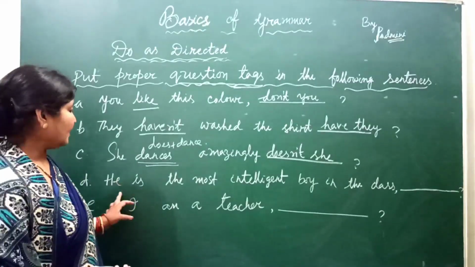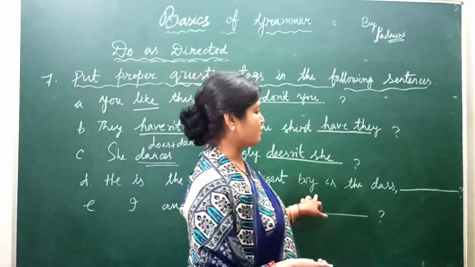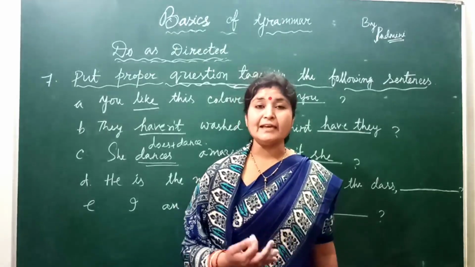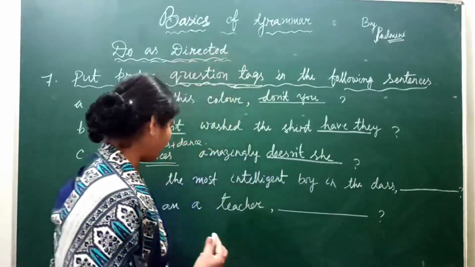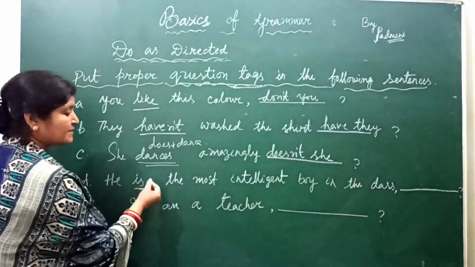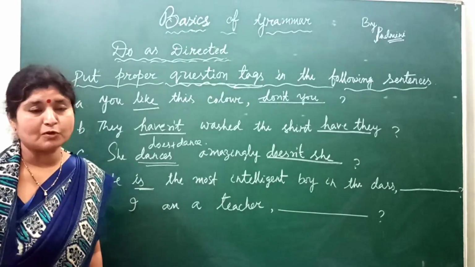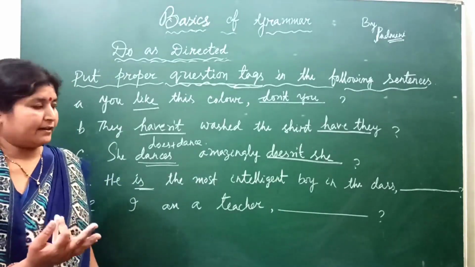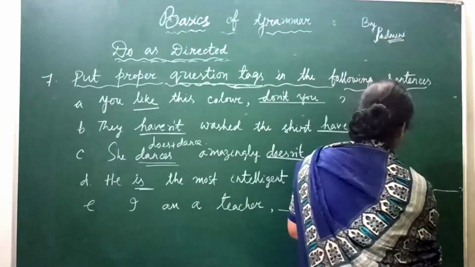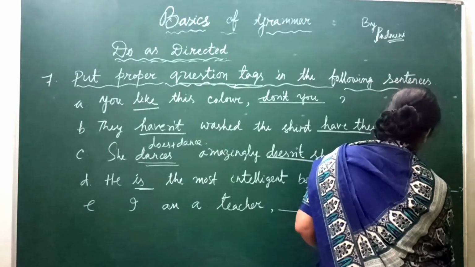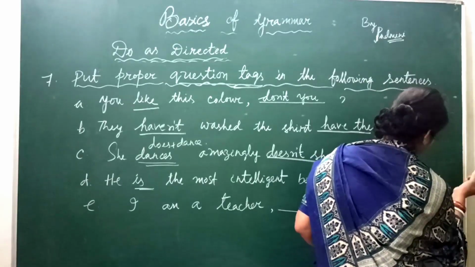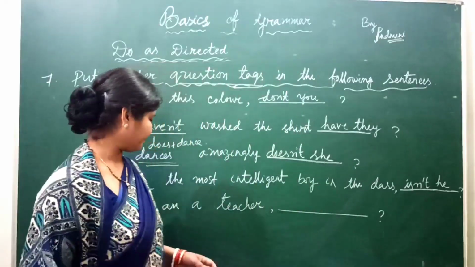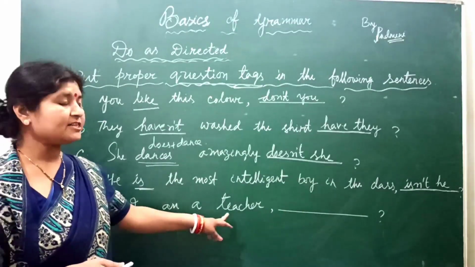Okay. He is the most intelligent boy in the class. He is the most intelligent boy. So is is given. It is also positive. So what must we use here? Negative. Is not he.